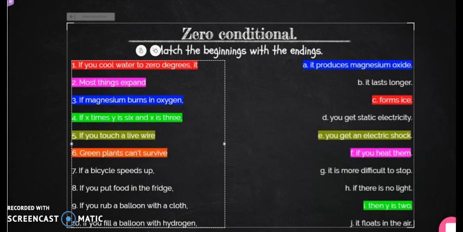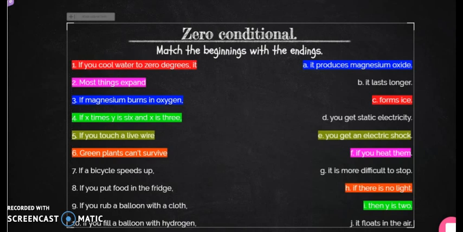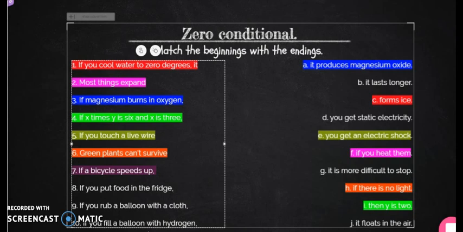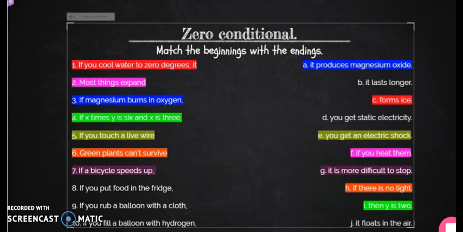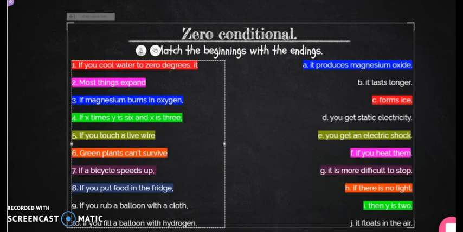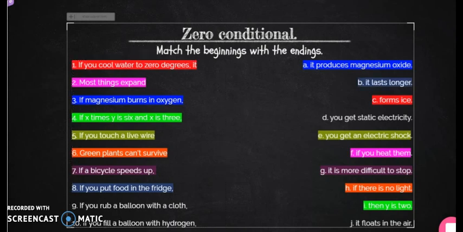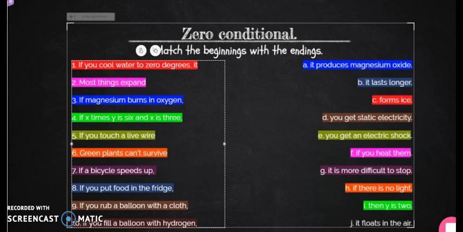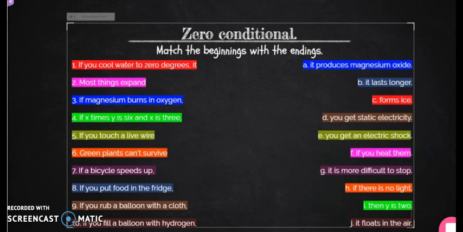Number 6, green plants can't survive if there is no light. If a bicycle speeds up, it means that you've cycled very, very fast. It's letter G, it is more difficult to stop it. Number 8, if you put food in the fridge, it lasts longer. Number 9, if you rub a balloon with a cloth, it's letter D, you get static electricity. Finally, number 10, if you fill a balloon with hydrogen, it floats in the air.